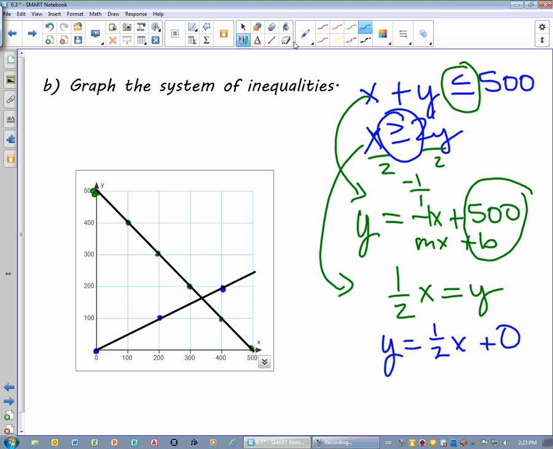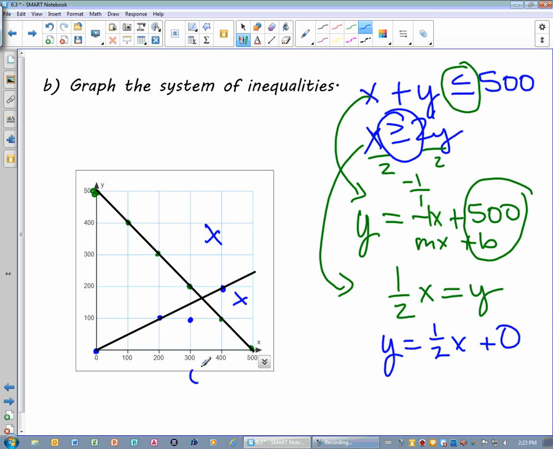We need to check zones. Use your common sense. Remember, I can't have more than 500 shirts. So this is no good and this is no good. This is where I'm more than 500 shirts. This is where I'm less than 500 shirts. So I'm not even going to test those 2 zones. I'm going to test this number.